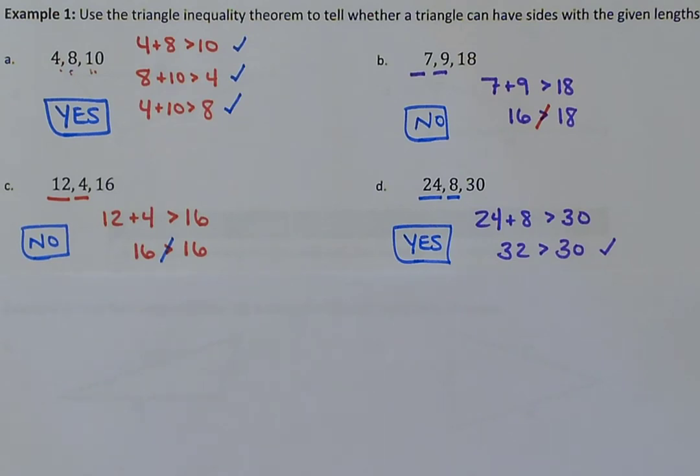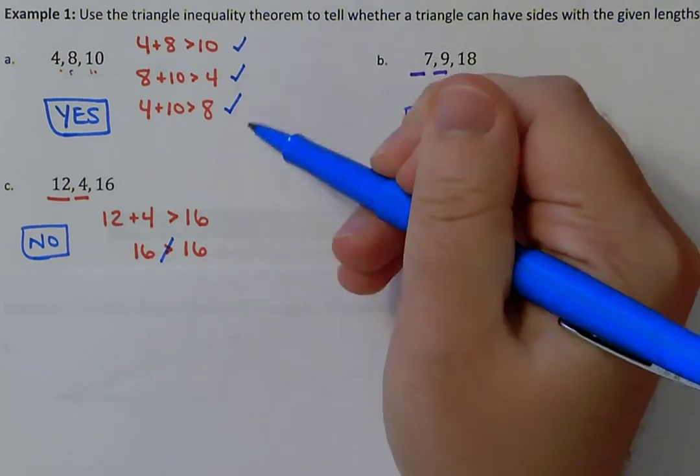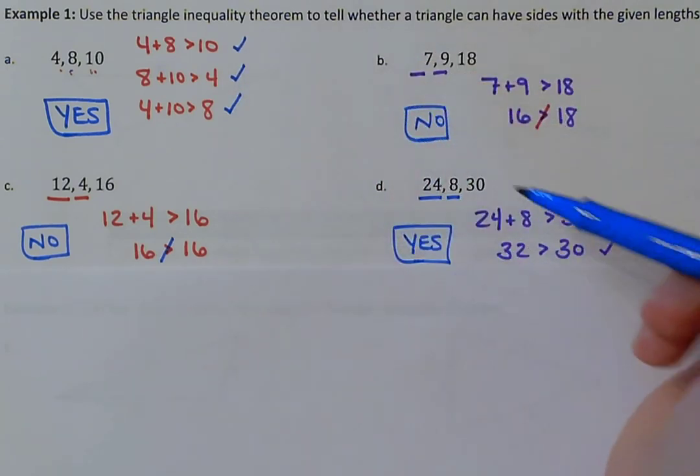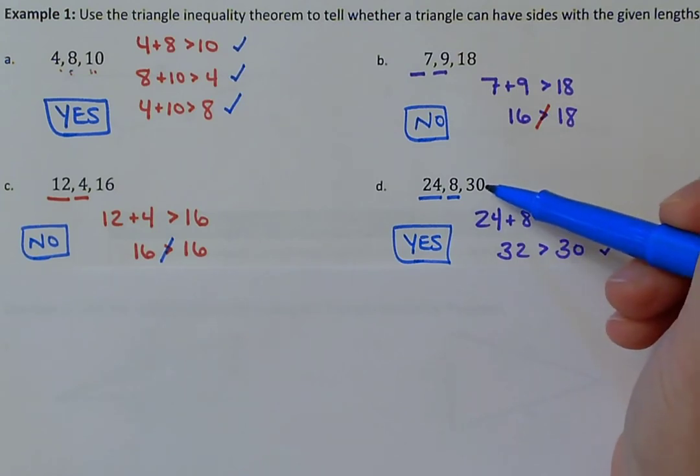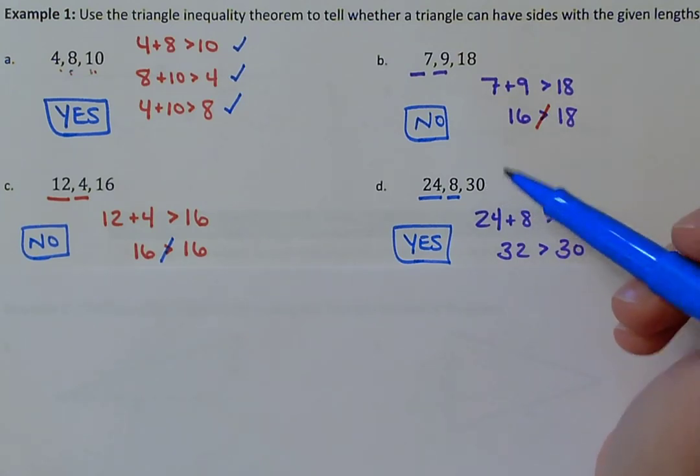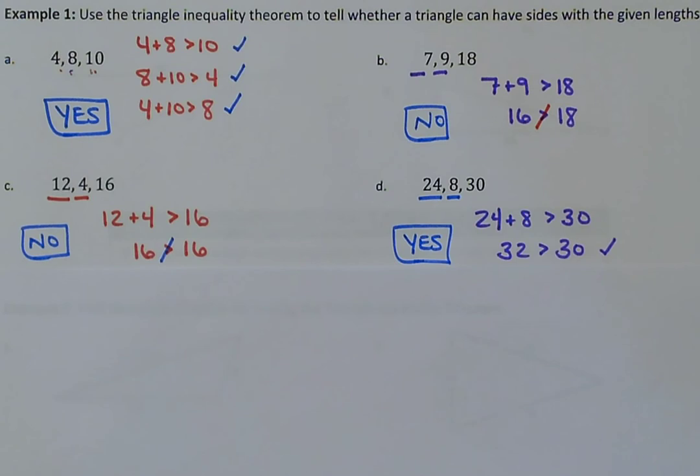And that is how you go through and do example 1. So anytime they ask you if the given side lengths form a triangle, you can run through and do the inequality 3 times, or you can just take the 2 smaller numbers, add them together to see if it's greater than the third. That will tell you whether or not it forms a triangle. All right, so that is example 1 for section 7.3.